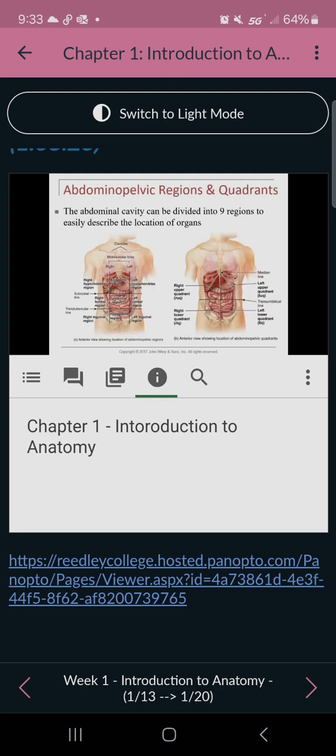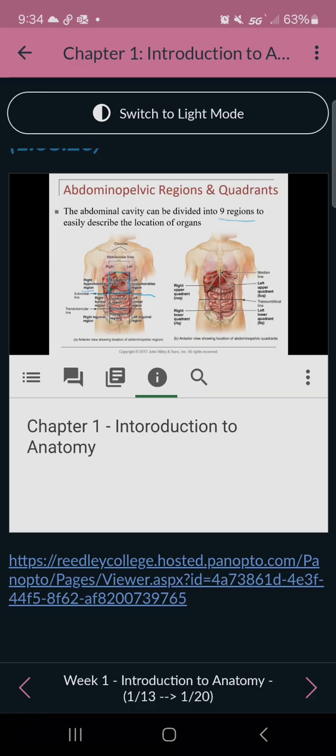Finally, we're going to talk about the abdominal pelvic regions and quadrants. Okay, so the abdominal pelvic cavity can be divided into 9 regions to easily describe the location of the organs. So the names of the 9 abdominal pelvic regions are going to be the right hypochondriac region. Okay, so this side is going to be the right hypochondriac region. Here we have the left hypochondriac region. Here we have the epigastric region.